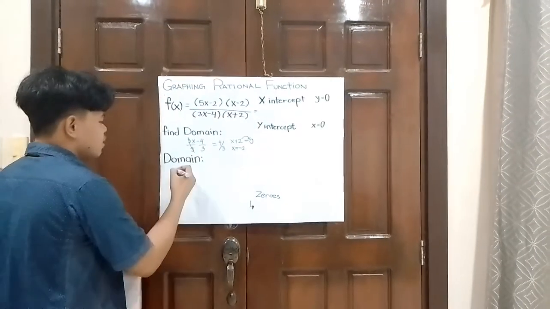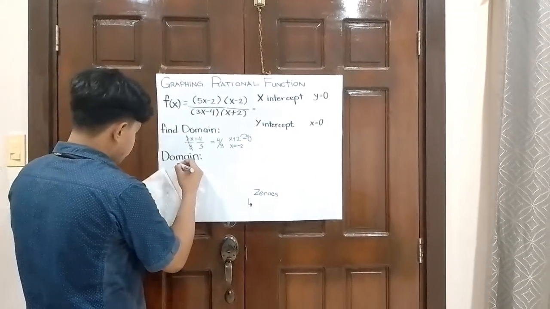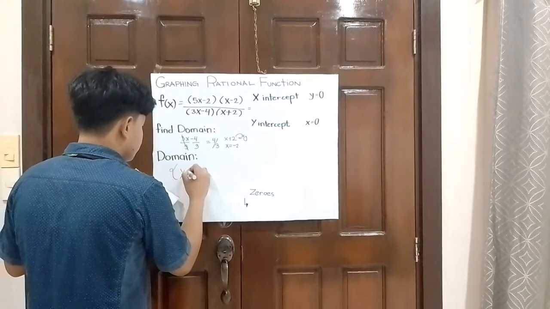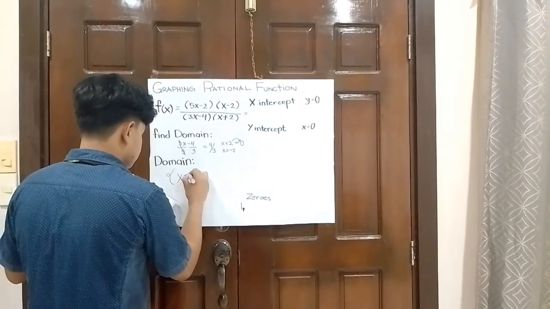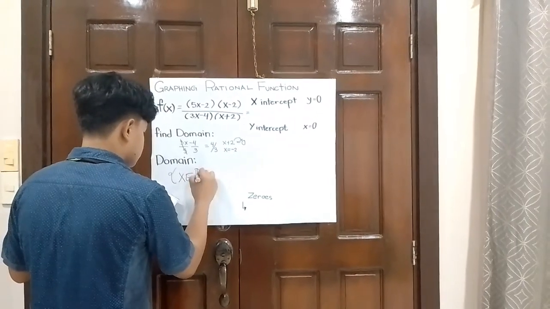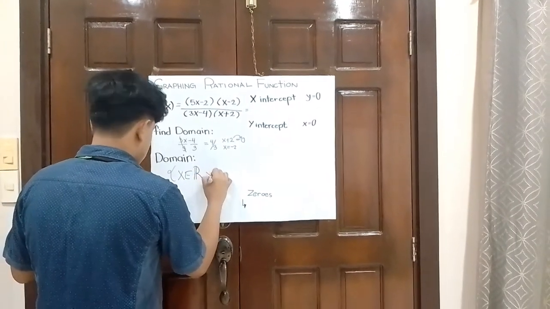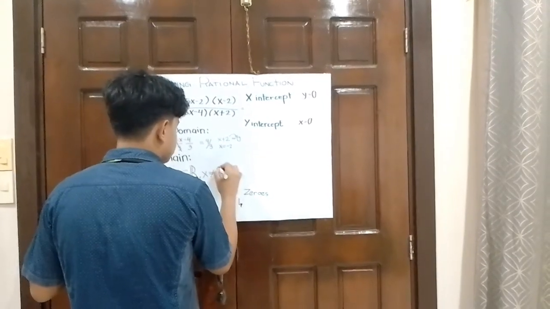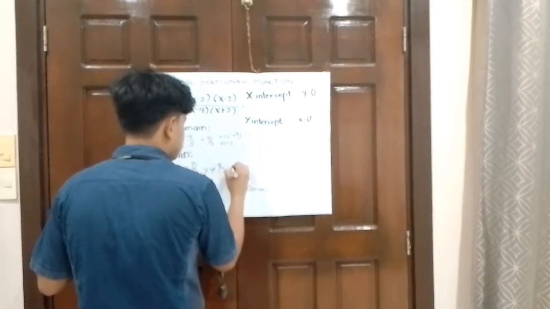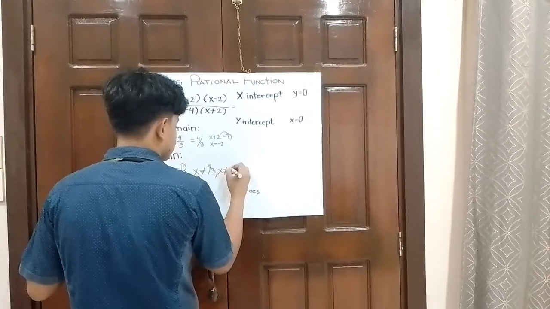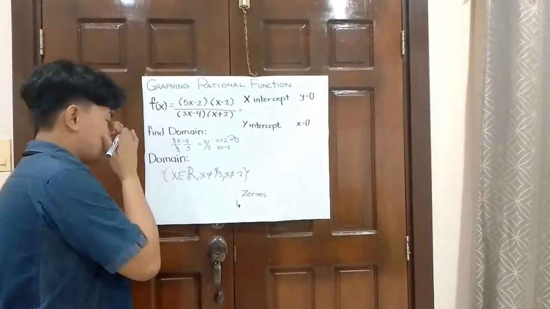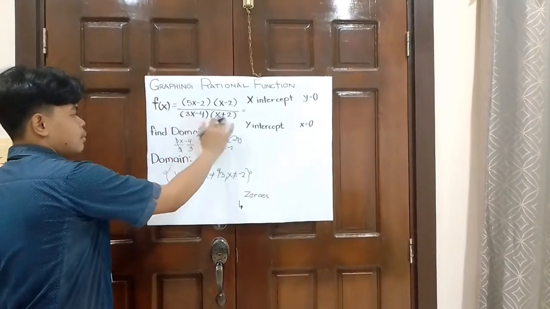So we can conclude our domain is all real numbers except 4 over 3 and negative 2, because the domain is what makes the denominator 0.